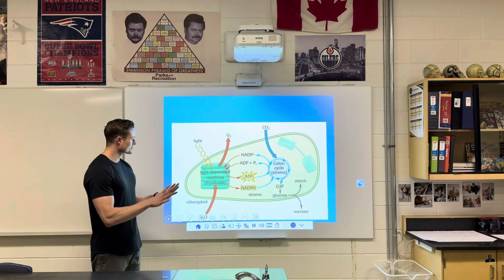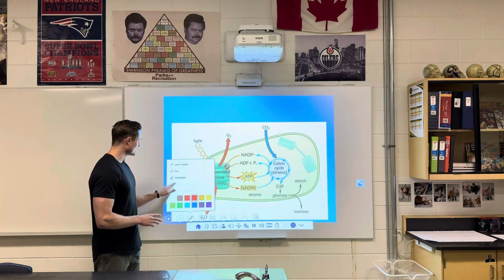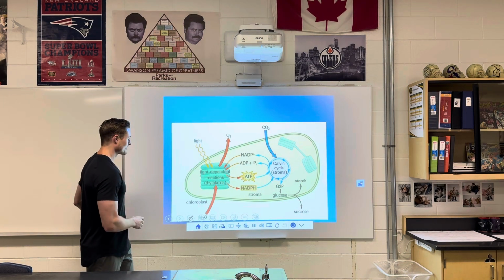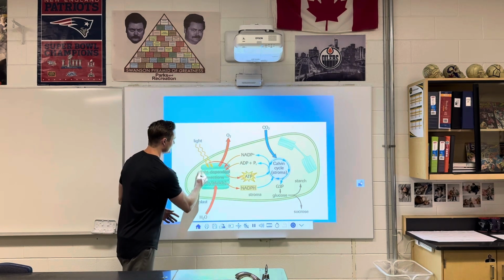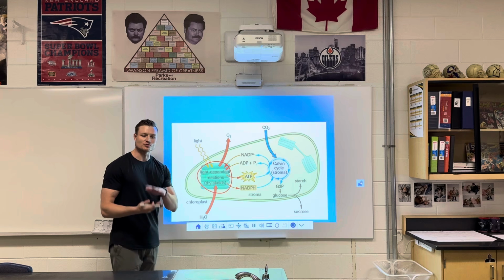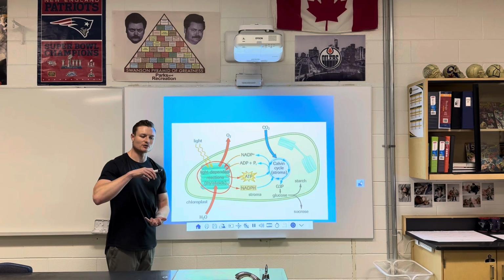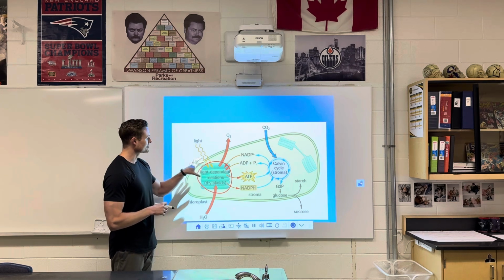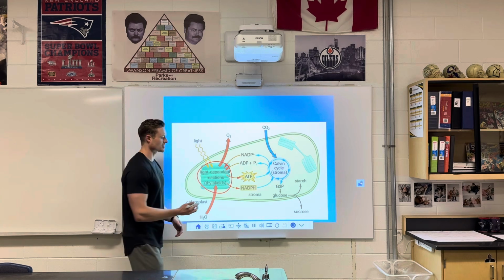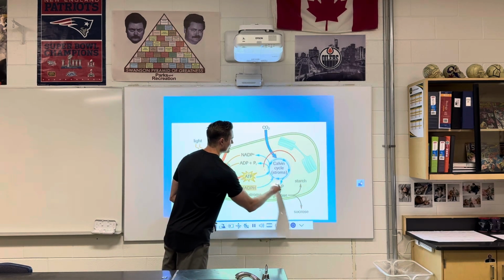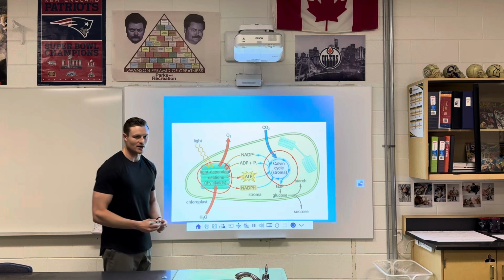So if we were to break this down here, the light dependent reaction, meaning it needs light to function, would take place within the thylakoid. Those are those green discs within the chloroplast. That's where the light dependent reaction will take place. The light independent reaction, which is happening over here, takes place in the stroma.